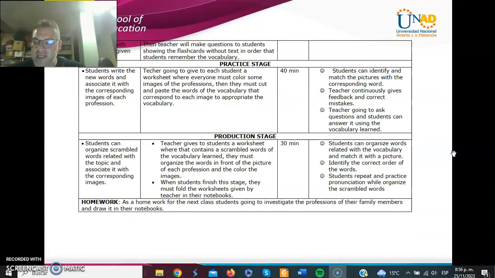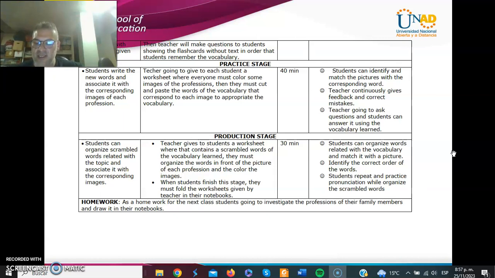So in the practice stage, students must color some images of the jobs mentioned in the presentation stage to identify the jobs. Then they must cut and paste the names of the professions. Those activities allow students to learn vocabulary and the meaning of each job and occupation. Continuously, the teacher will have to give feedback and the corresponding explanations for the jobs and occupations.